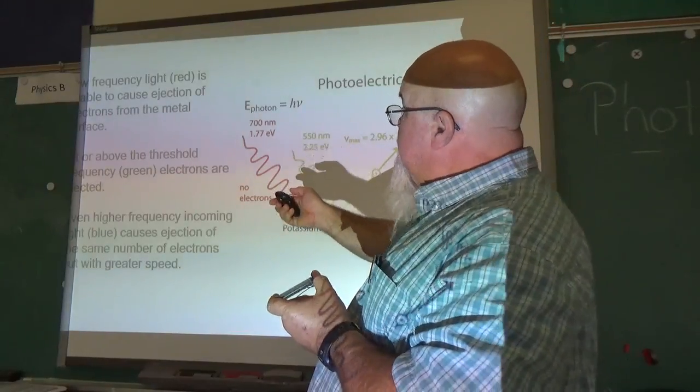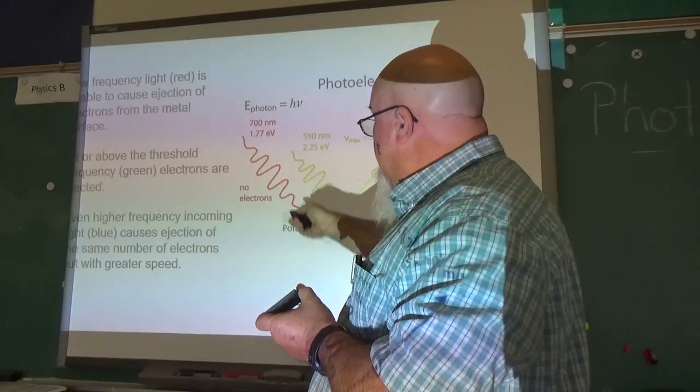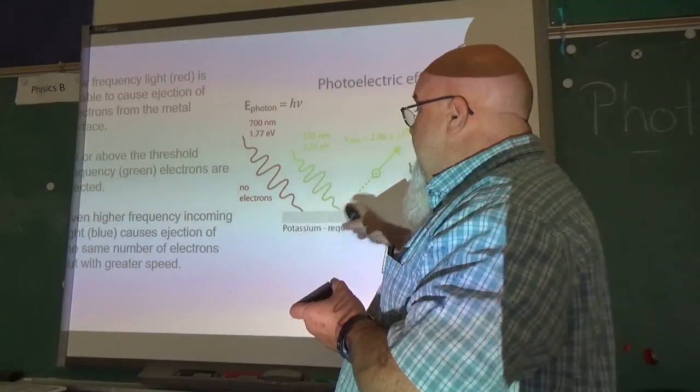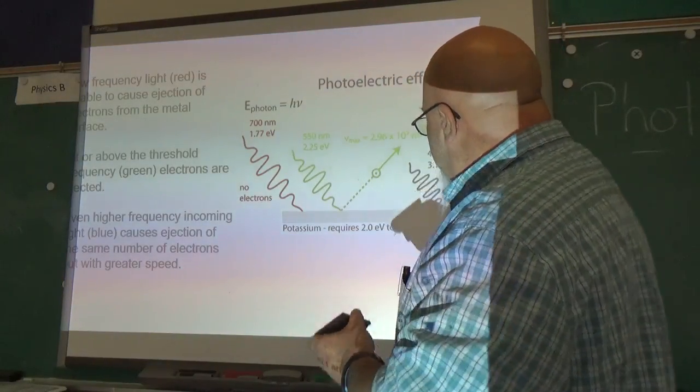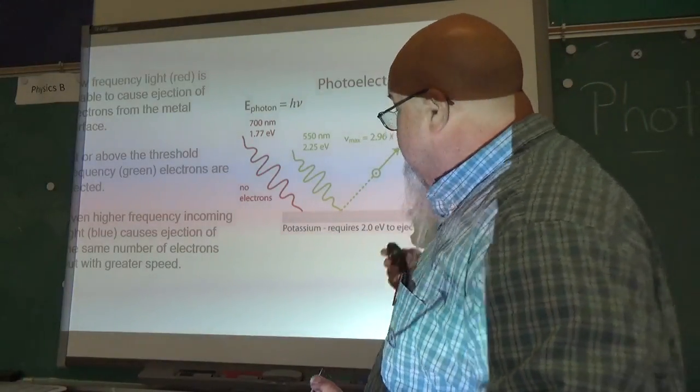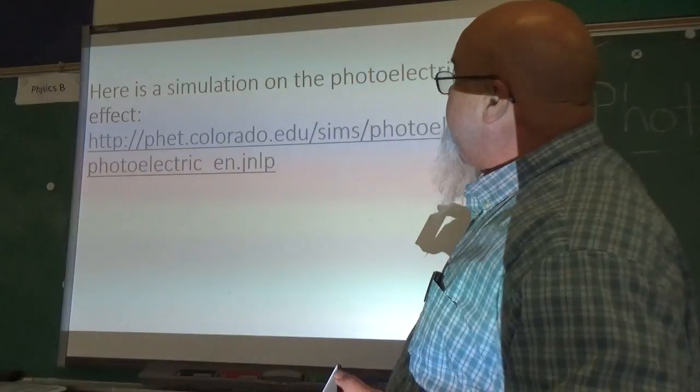And he came up with what we talked about before. We have a threshold color. Above the threshold, it will start going. As the frequency gets higher, it will eject with a higher speed. Again, based on the frequency of the colors, not on the intensity.